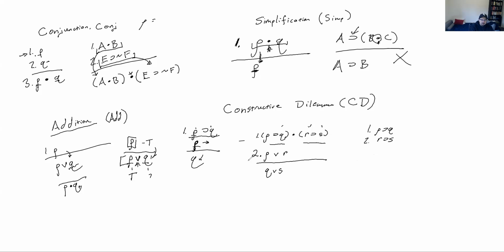Now line 2 doesn't have a single letter. It has P or R. Notice that this disjunction has the two letters that it must have, which are the antecedent of both conditionals. It has the if part of both conditionals. That must be the same. That is a critical feature of this rule.